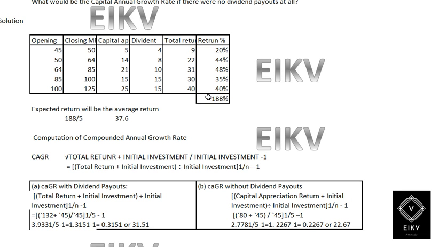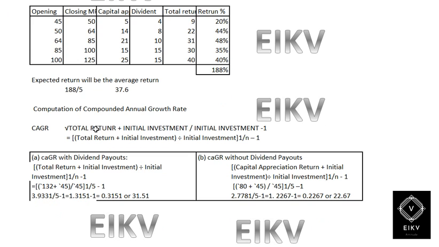After that we need to take the total. Therefore the total return would be 188% for 5 years. Therefore the expected return will be the average return. So in that scenario it will be 188 divided by 5, which will give you an average of 37.6% as return.